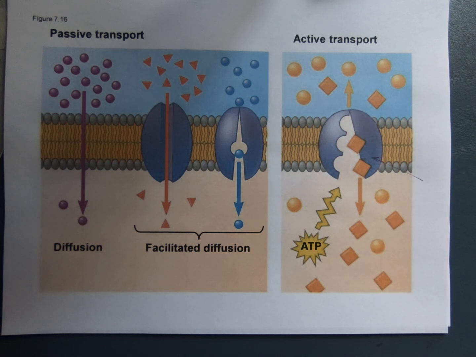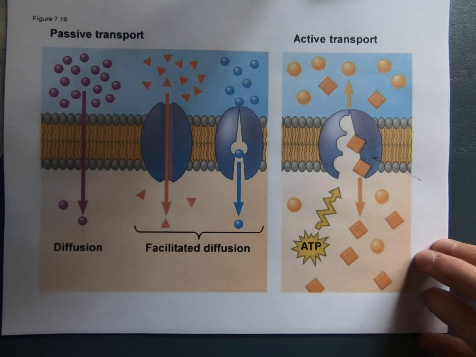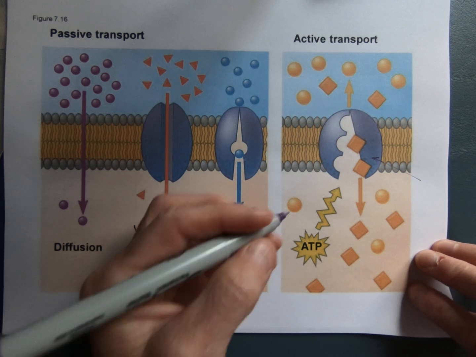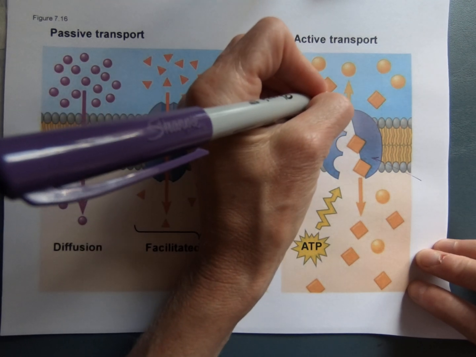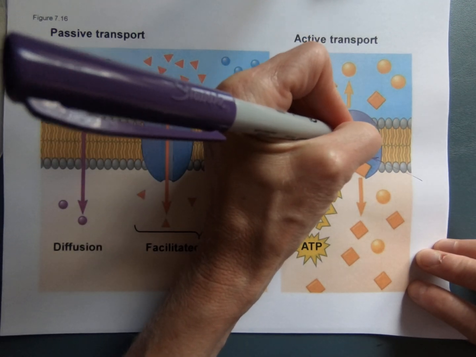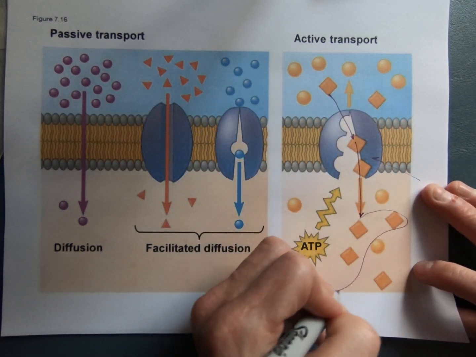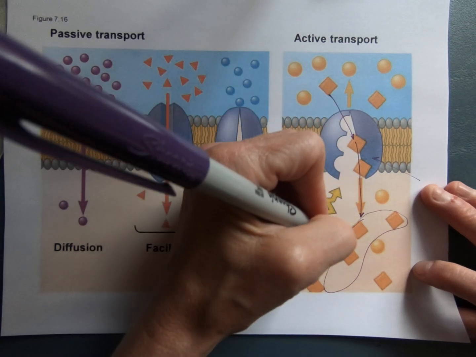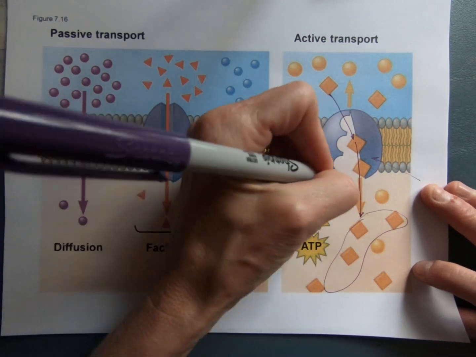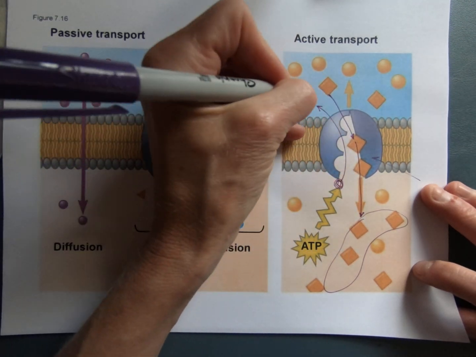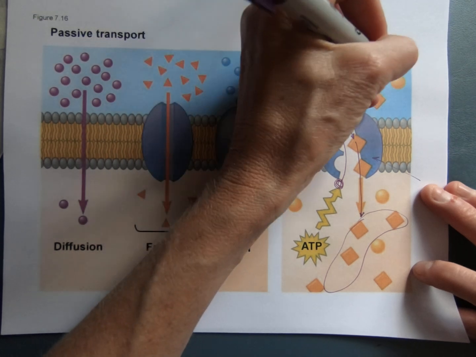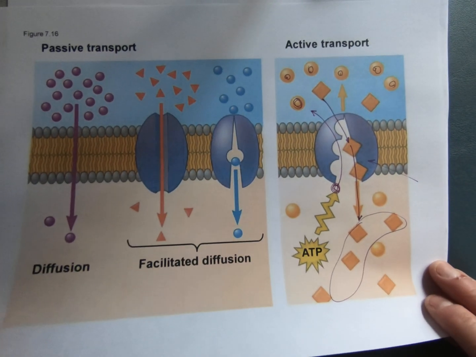Okay, let's not worry about that one so much. In this case, what we're doing is, I said it backwards. We're pushing or pumping these diamonds against their concentration gradient. We're concentrating these diamonds over here, and we're pumping the circles against their concentration gradient and concentrating them over here. Sorry that I confused you.